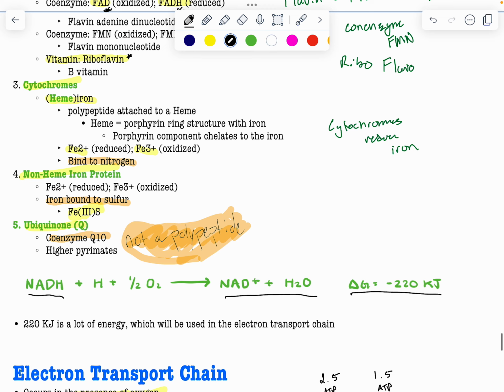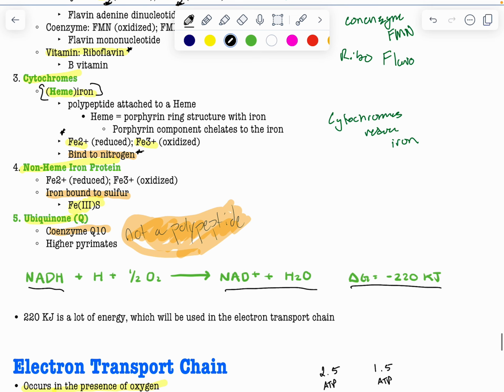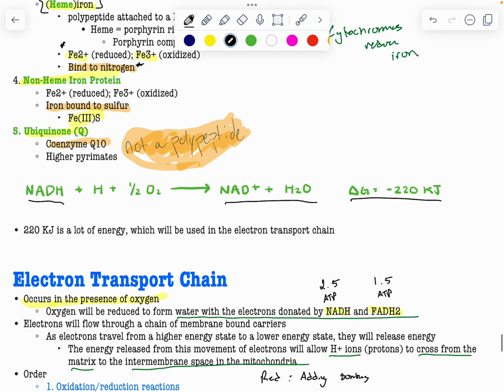Cytochromes, heme iron. What I want you guys to know is cytochromes are heme iron. They are heme iron groups, and they are bound to nitrogen. That's basically all we need to know. And it also involves iron, which I hope you guys know, Fe2 plus, Fe3 plus. But cytochromes involve heme iron. So anytime you see heme iron, you should be thinking of cytochrome. And it's also bound to nitrogen. So lock that into your brains.